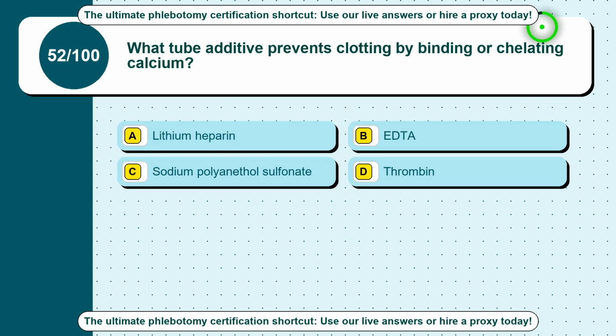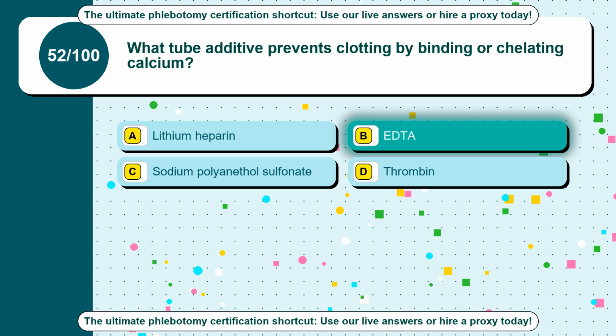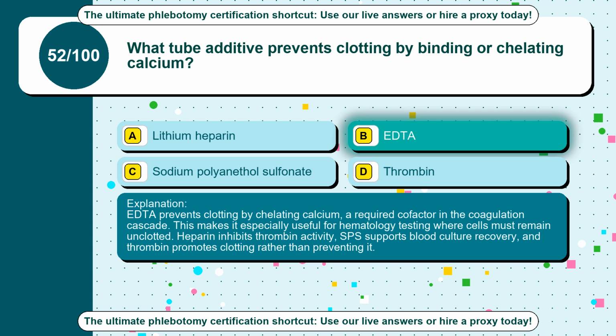Question 52. What tube additive prevents clotting by binding or chelating calcium? Option A. Lithium heparin. Option B. EDTA. Option C. Sodium polyethylsulfonate. Option D. Thrombin. The correct answer is option B. EDTA. EDTA prevents clotting by chelating calcium, a required cofactor in the coagulation cascade.